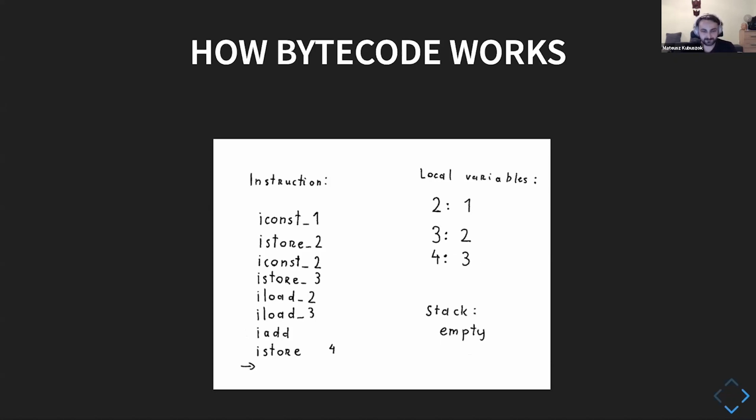the variable. This istore differs from the previous ones in that it takes an argument, because the specializations are only made for the first few local variables. If we're above the number 3, then we have to add this extra parameter saying which local variable we have to initialize. So that's why we have to pass it explicitly here.